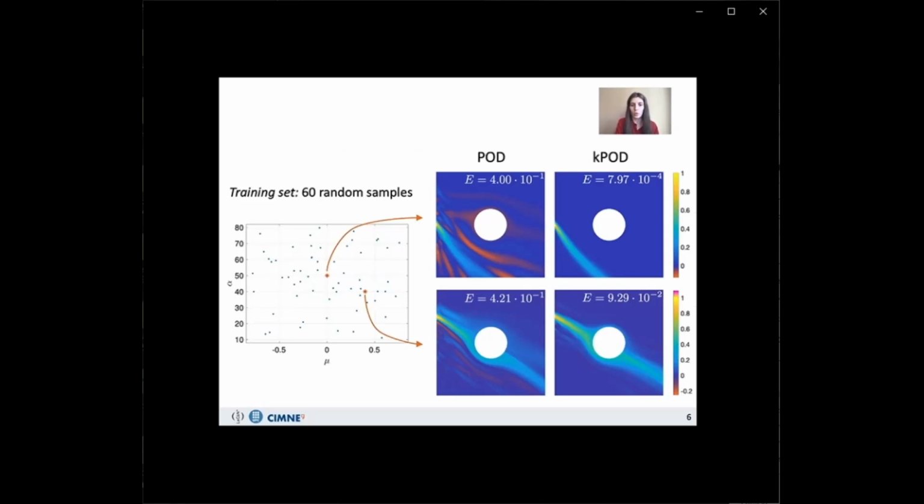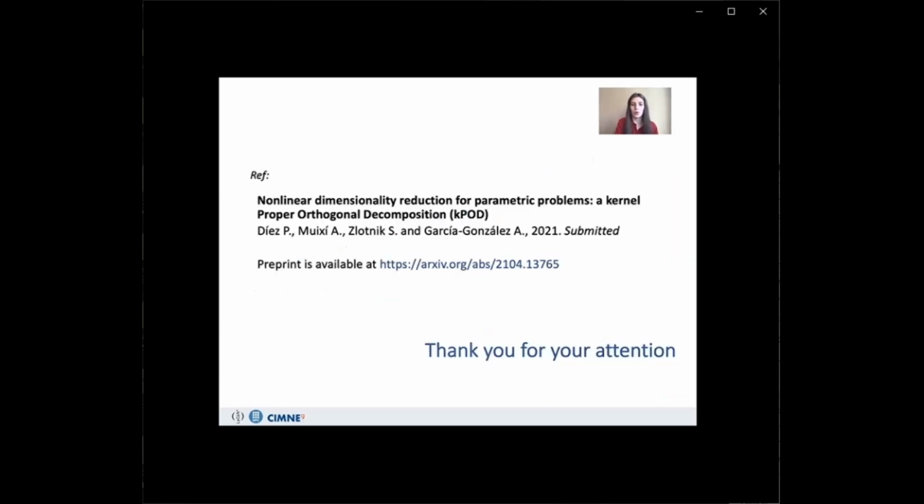We see that POD leads to oscillations and poor accuracy, while with KPOD, the oscillations diminish and the relative errors decrease. All the details on KPOD, including a comparison with POD for a complete set of examples, can be found in the reference. The paper is submitted, but a preprint is already available at arXiv.